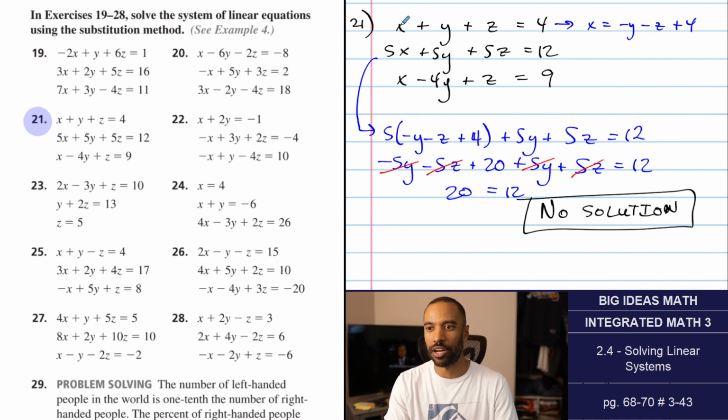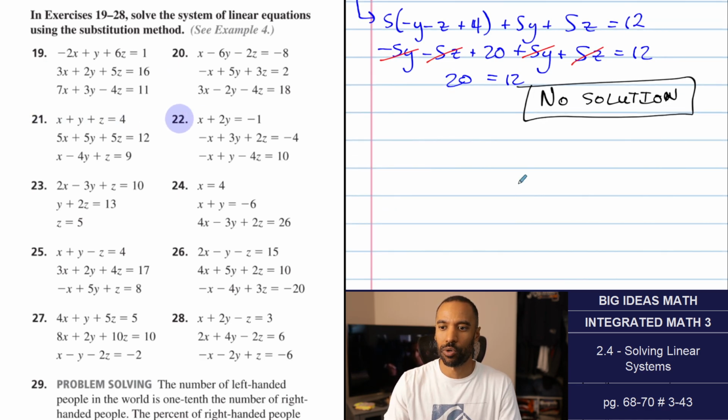A little wonkier, but you might have noticed right here, these are 5 times bigger, 5 times bigger, 5 times bigger, not 5 times bigger, and that's what I noticed. So, do I substitute this in the third equation? No, I'm done. I got no solution. I got no solution.